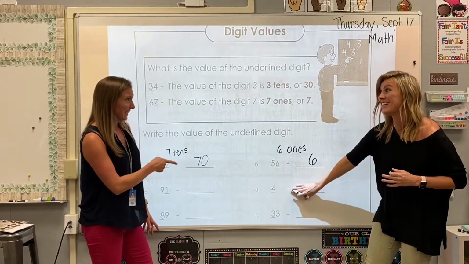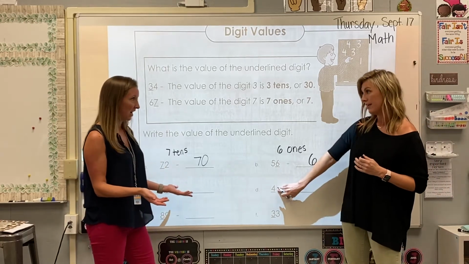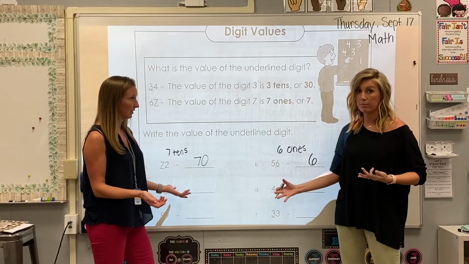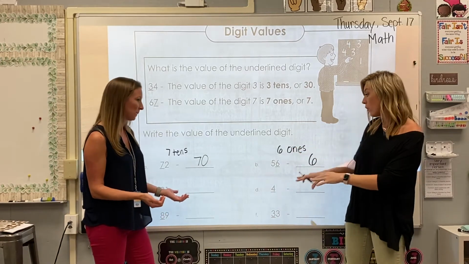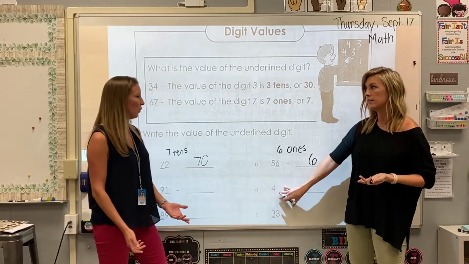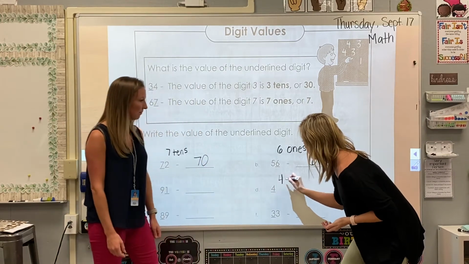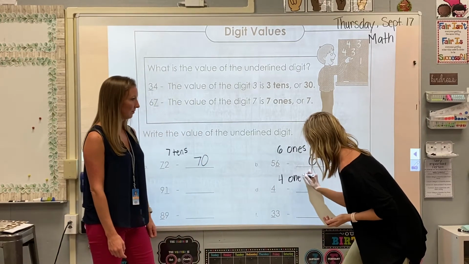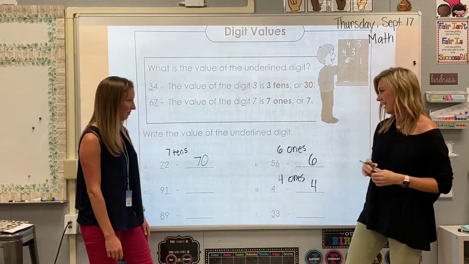Ooh, that's tricky. How do we know? Well, there's only one number. And when we're talking about numbers, we always start in the ones place. So if there's no other numbers written, we know that it just has to be in the ones place. Okay, so that would mean we would write 4 ones at the top, 4 ones, which is worth 4. Not so bad.